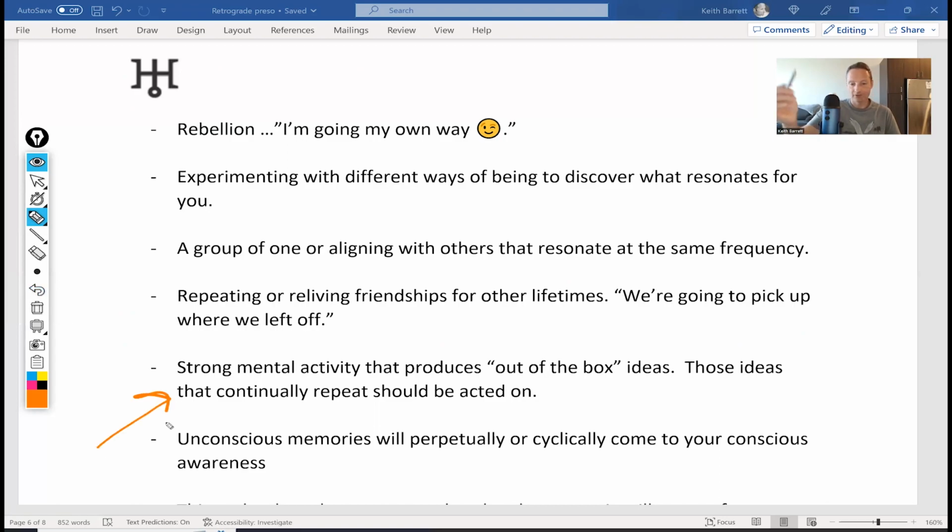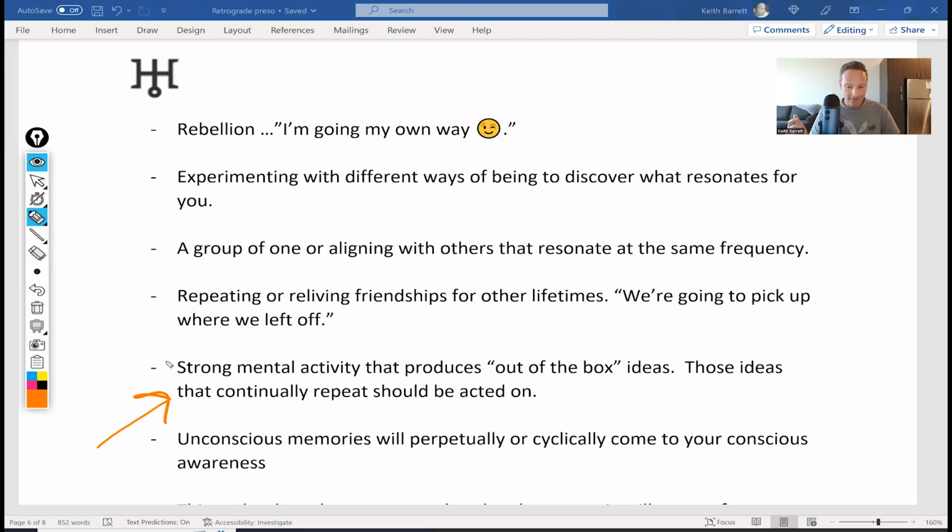Just full Uranus, right? Strong mental activity that produces out of the box ideas. Uranus symbolizes electricity, it's tied to technology, it's tied to our electrical system, right? So we're getting downloads, quick information that comes to us. Think of consciousness as being delivered through electricity, right? We're all energy, right? And so getting downloads of information, right?